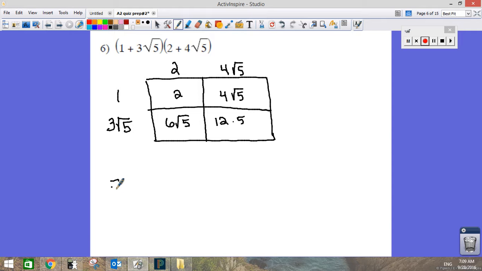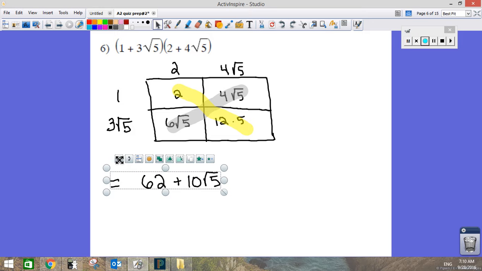So we add up these entries. We notice that along this diagonal we have 10 radical 5s, and along this diagonal 12 times 5 is 60, plus 2 is 62. And 4 radical 5s plus 6 more radical 5s is 10 radical 5s. So that is our final answer.